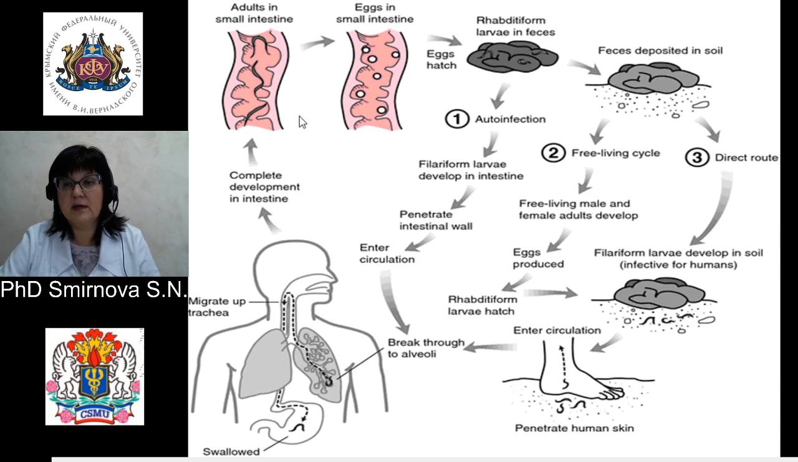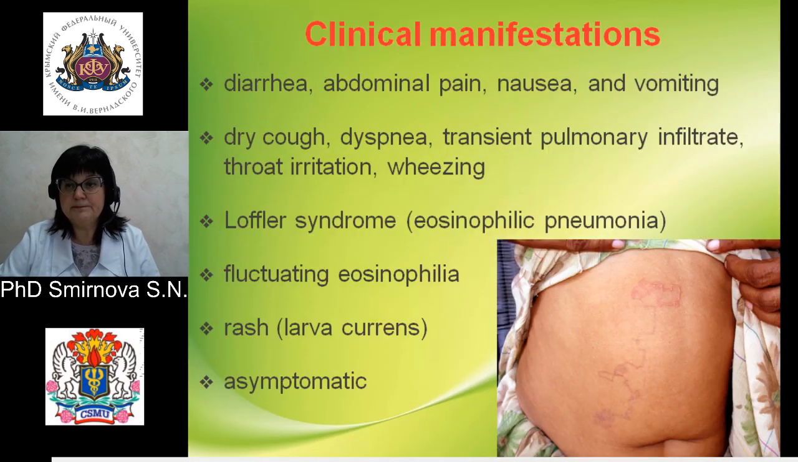Here on this diagram we can see the adult, which is located in the small intestine and produces eggs. Then we can see 1, 2, 3 ways. By these ways a human can be infected with this parasite. Clinical manifestations: diarrhea, abdominal pain, and many other symptoms. On this photo we can see how the parasite is located on the skin.